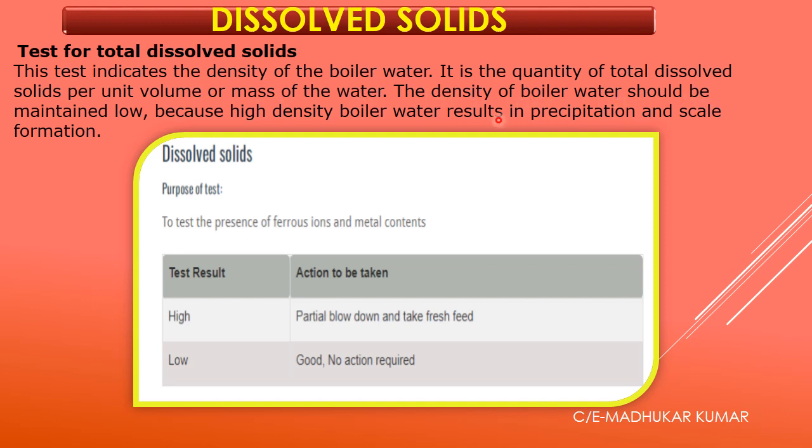Density of the boiler water should be maintained low, because high density boiler water results in precipitation and scale formation. So we have to maintain the total dissolved solid content low. Why? Because if the density is high, it is going to precipitate and cause scale formation in the boiler. If it is high, do a partial blow down and take fresh feed. If it is low, good, no action required. That is the main part of it.